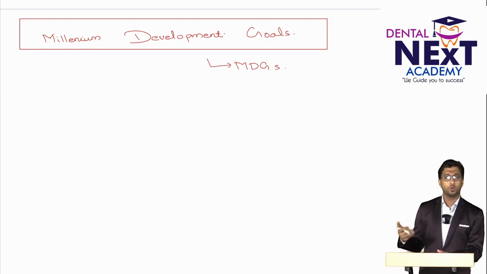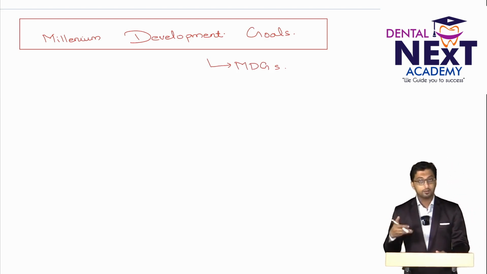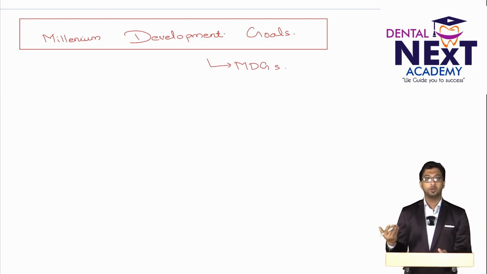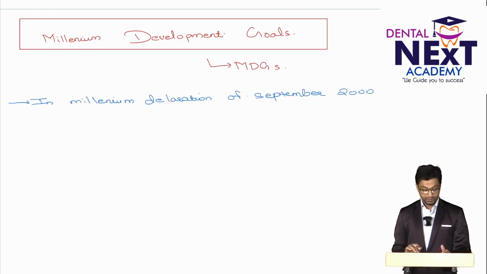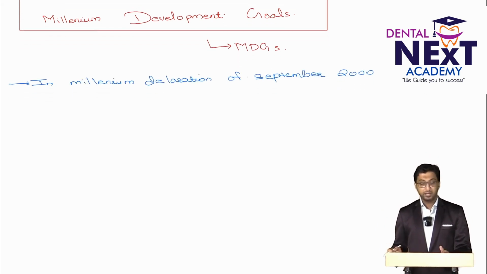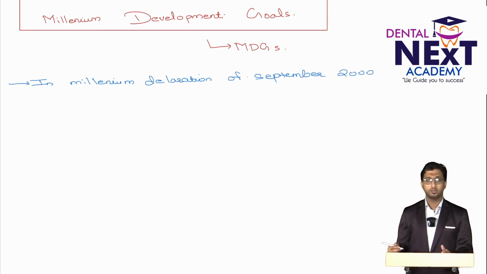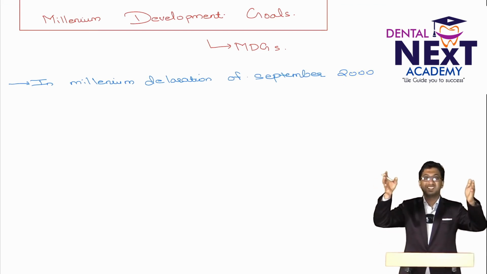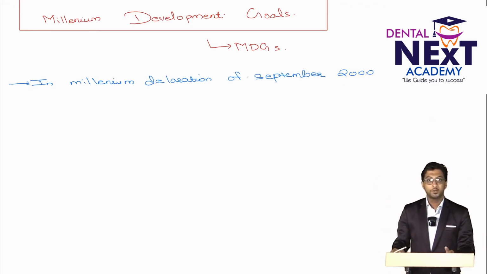So they can ask you what goal 1 is, what goal 2 is. Now see, this is outdated, but still if they ask you repeat questions, this can come. So there's nothing outdated for NEET MDS. In the Millennium Declaration in the year 2000, all the goals were set till 2000, isn't it? So far we said the health for all phase and all.